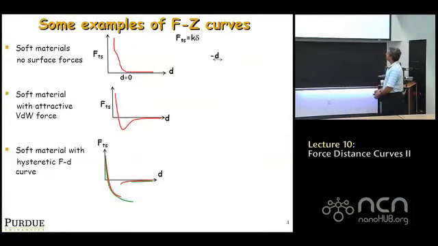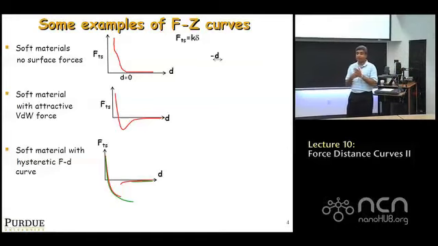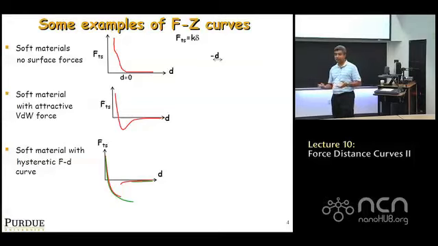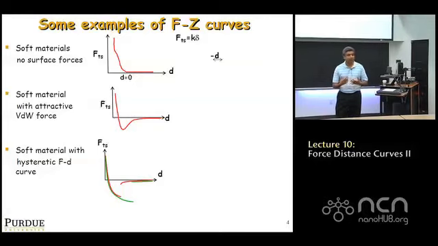When you're dealing with soft materials, the first example on the left is a soft material with no surface forces. And here, D equal to 0 is where the interaction begins. When D becomes negative, you're now indenting. You're allowed to indent the sample, okay? So this can be most soft materials, polymers, most biological specimens, whatever you're dealing with.